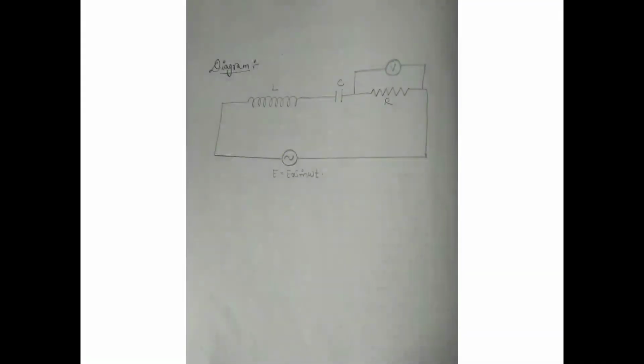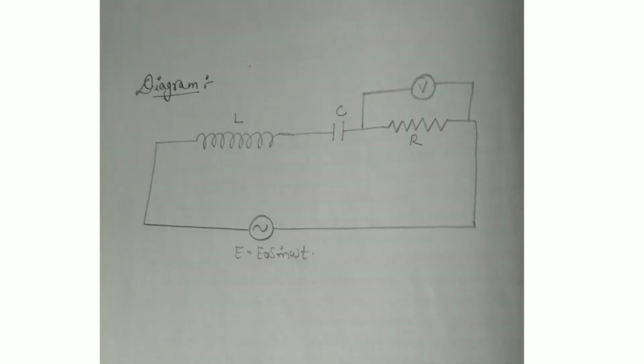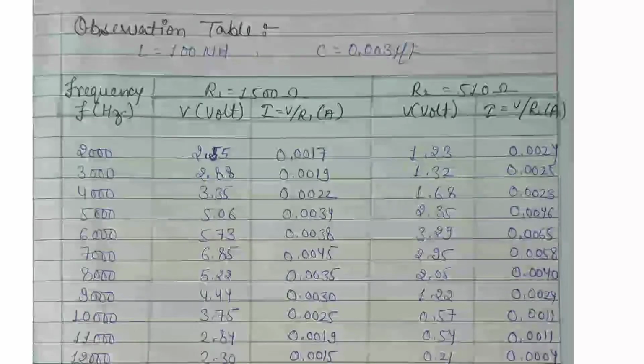These are formulas. This is the circuit diagram: inductance L, condenser C, resistance R, and AC source. This circuit contains an AC source, so the voltmeter used at the point of R is an AC voltmeter. Okay, there is no current direction. Observation table is here.